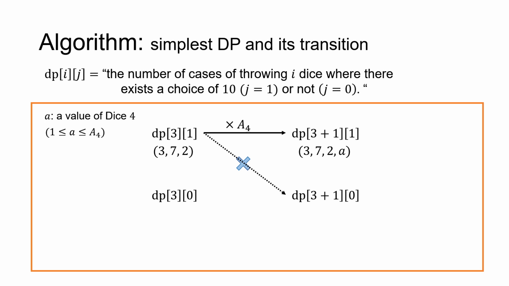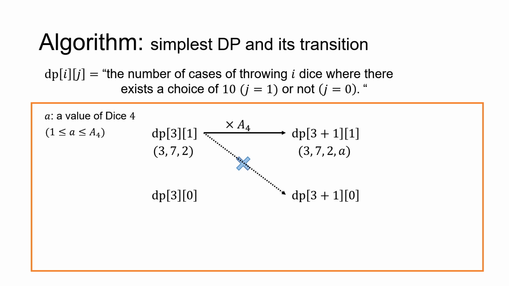When j equals 0, dp[i][0] represents the opposite, which is the number of cases of throwing i dice from 1 to i, where there doesn't exist a choice of 10. This definition is natural, because we'd like to know if the target condition is satisfied or not. Let's see the example below.